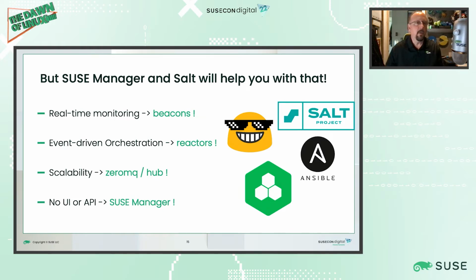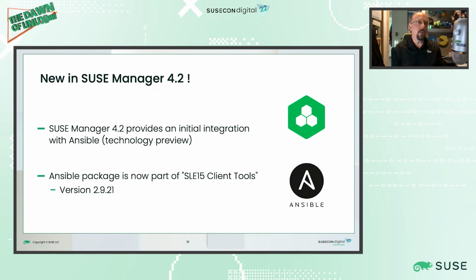So with 4.2, what's new is we really started that initial integration with Ansible, and we have it as a technology preview, meaning that it's not completely fully supported yet, but we definitely are taking support calls on it. And we also now add the Ansible package as part of our client tools. The version, I wouldn't go with this version here. It's probably changed since the time I made the slide deck, but you can see 2.9 is the version we're at right now.